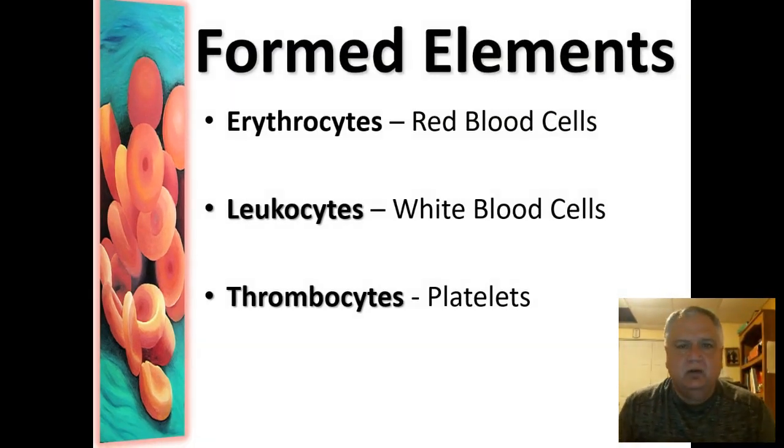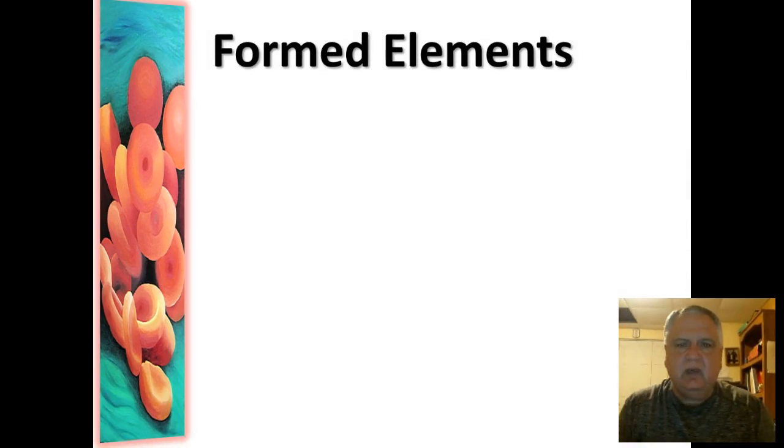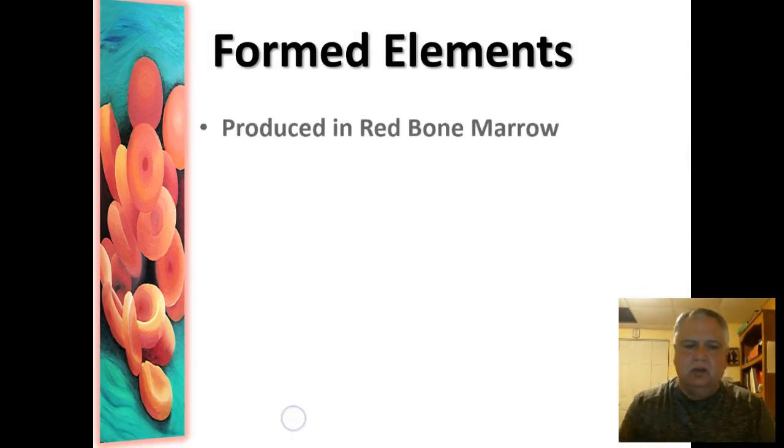Okay, moving ahead, the other component of the blood is the formed elements. Three important formed elements we have are the erythrocytes, also known as red blood cells, leukocytes, known as white blood cells, and thrombocytes or platelets. So let's take a look at each of the formed elements individually here.